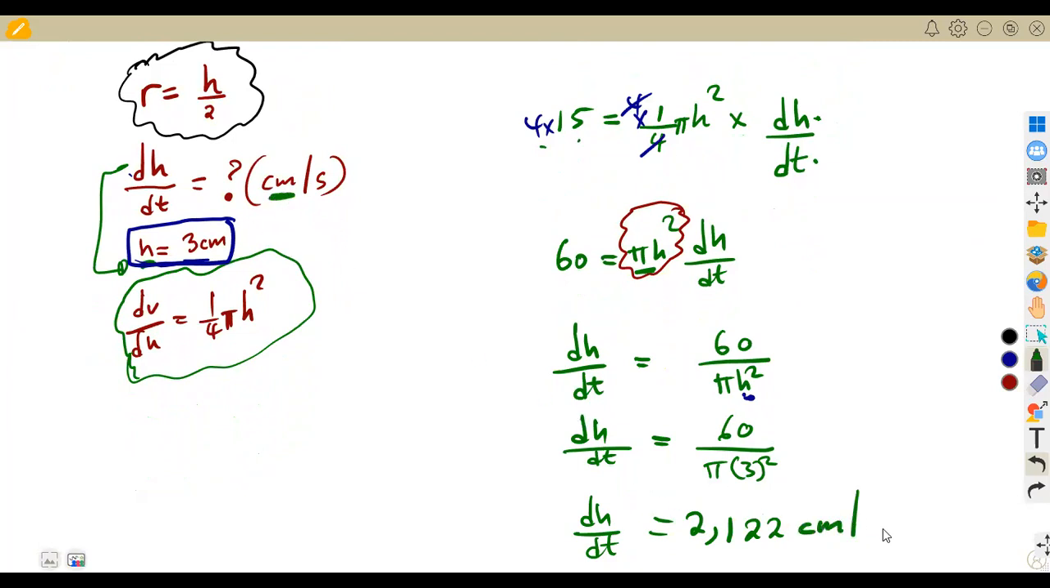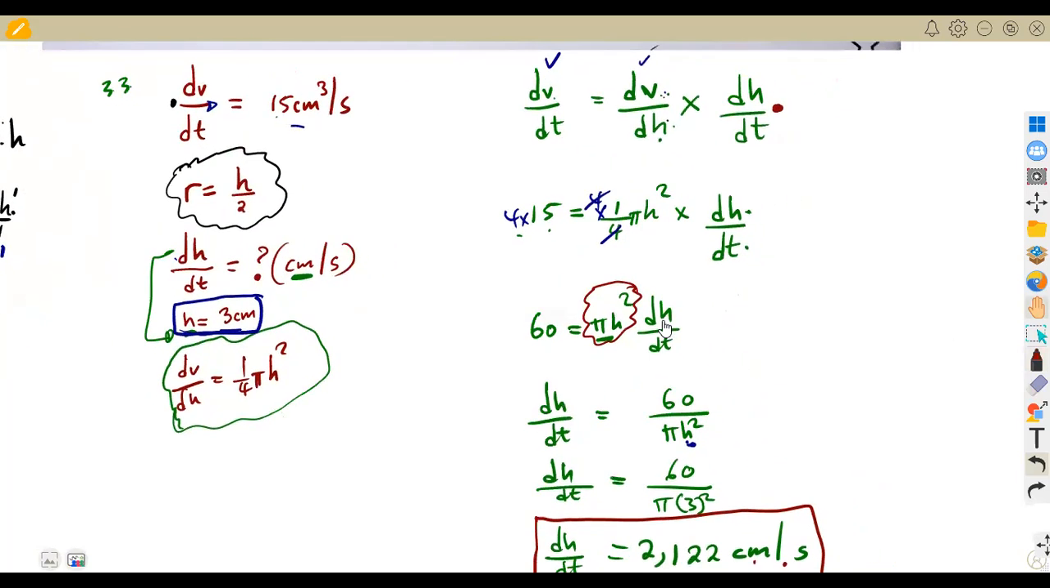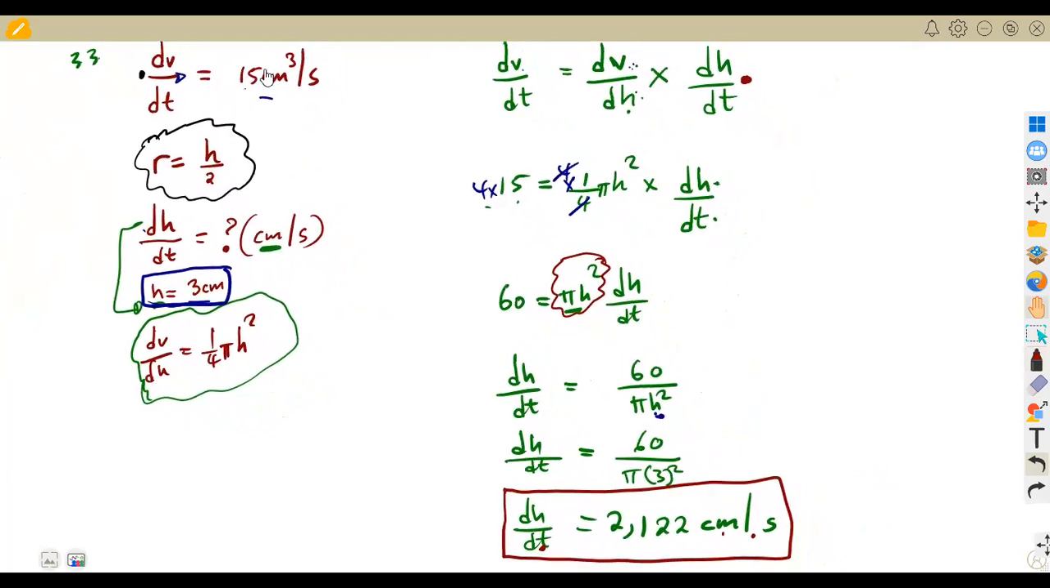So that we have it in centimeters per second, because we are dealing with the rate of change of the height with respect to time. So it's centimeters per second. If it is volume, cubic centimeters, because our volume is measured in a cubic unit. So if it is volume, it must be cubic centimeters per unit time.